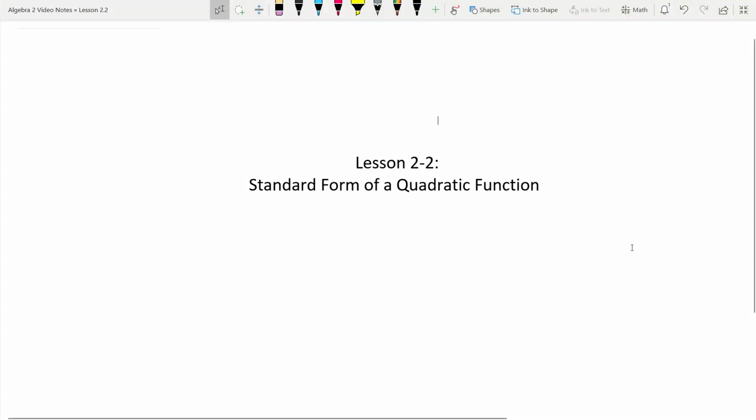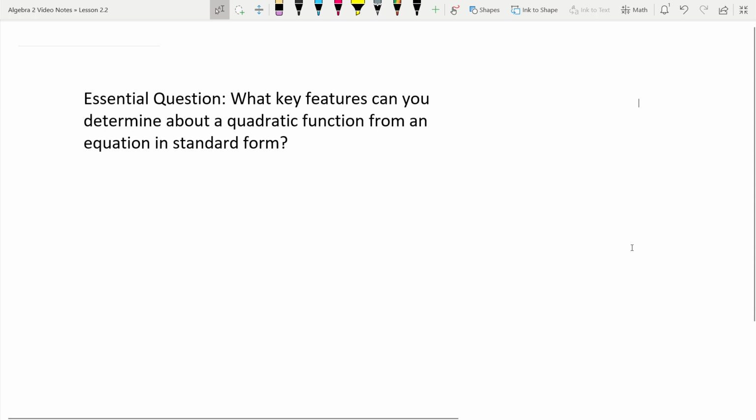All right, so we're going to be going over the second lesson of chapter 2. And last lesson, we actually talked about the vertex form. In this lesson, we're going to be focusing exclusively on the standard form of a quadratic function. So the essential question today: what key features can you determine about a quadratic function from an equation in standard form?